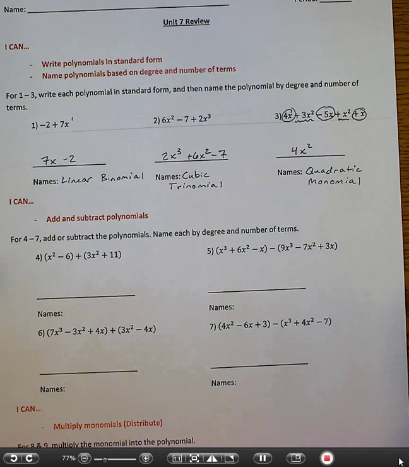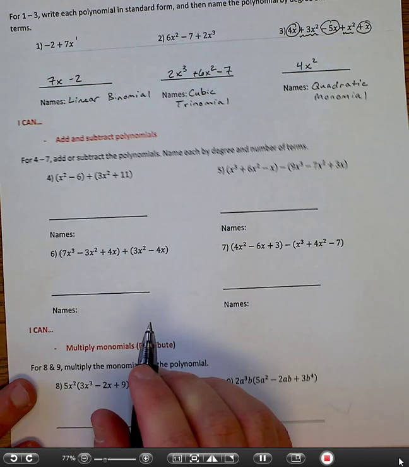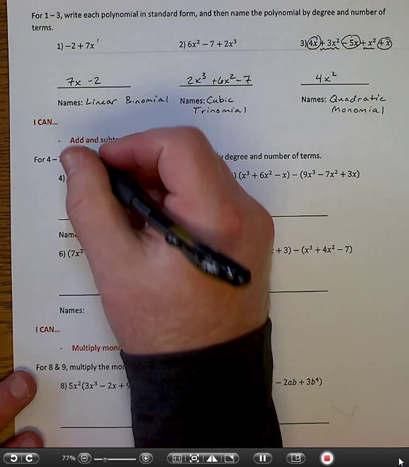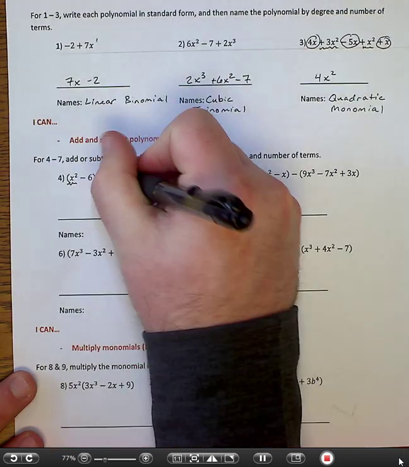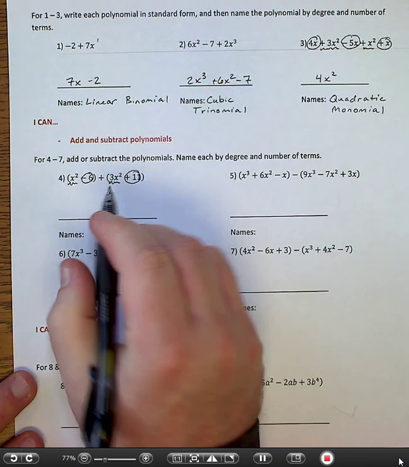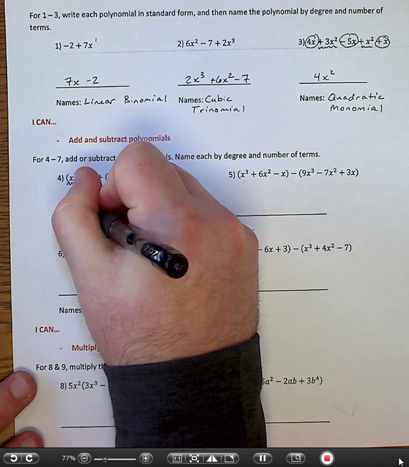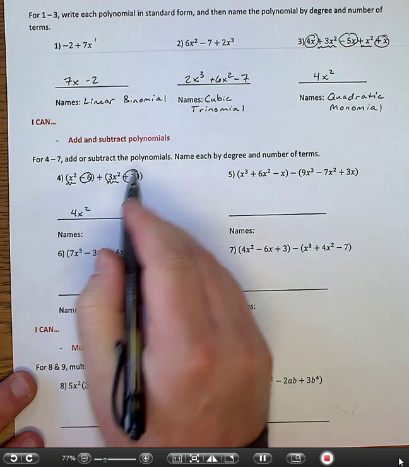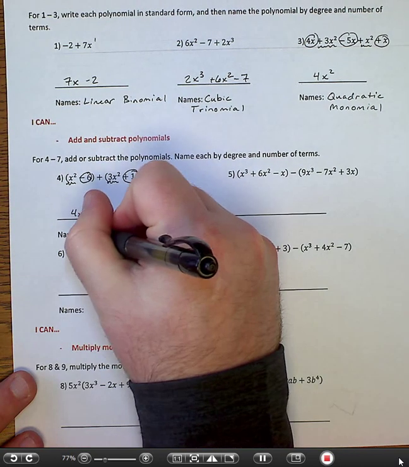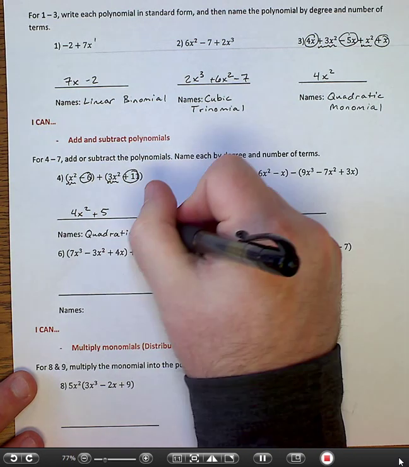For 4 through 7, we're adding or subtracting, and then we're naming again. Practice the naming. So with adding and subtracting, you are, again, just combining like terms. So x squared, 3x squared, negative 6 goes with 11. And we're adding. So 3x squared plus x squared is 4x squared. Negative 6 plus 11 is positive 5. There's my answer. This is a quadratic, because the exponent is 2, and it's a binomial because there's 2 terms.